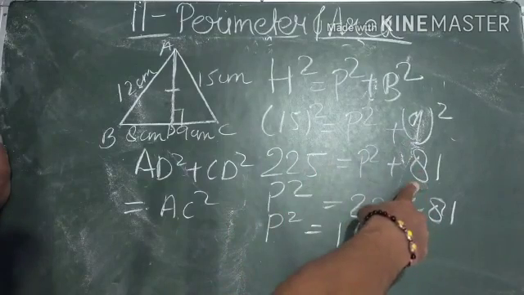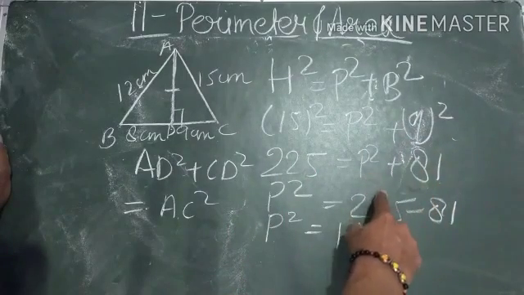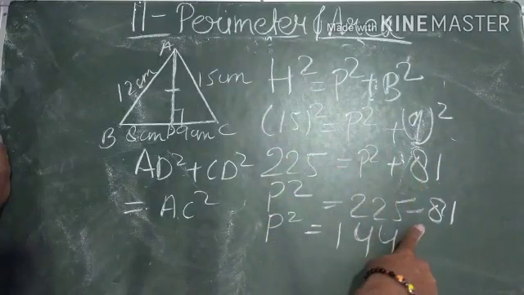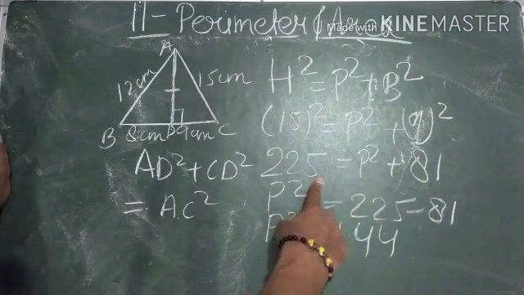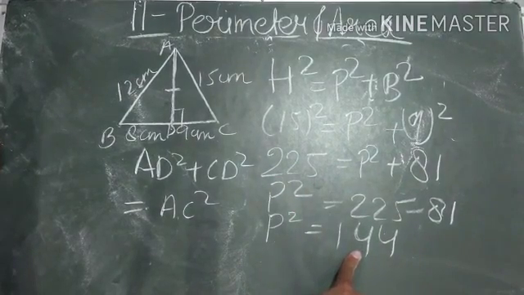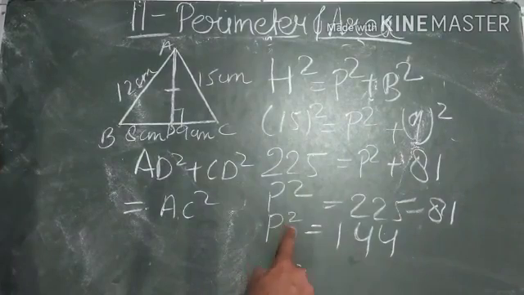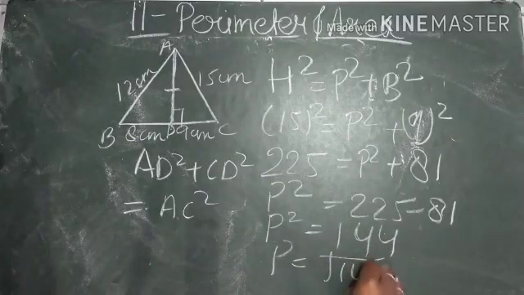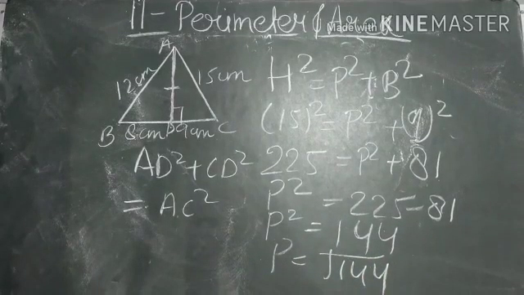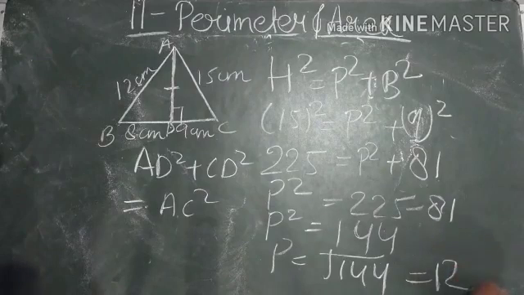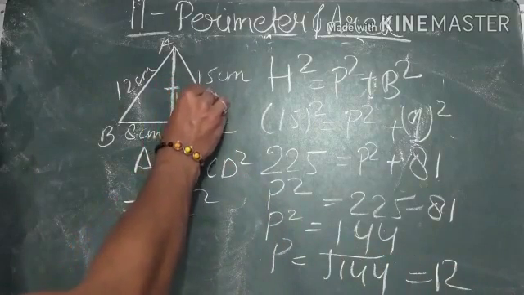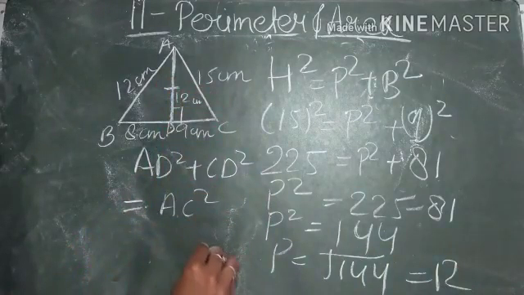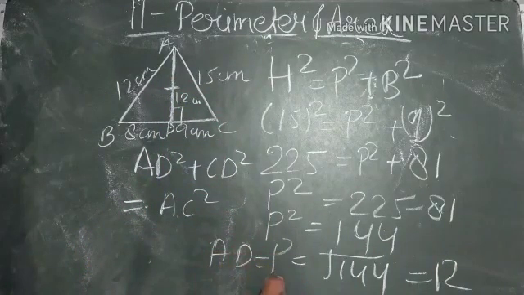So this one is on the addition side of the right hand side, so we will transfer it to this side and subtract 81 from 225. The answer we get is 144. Now as we have a square, when we transfer the square to the other side, it becomes square root of 144. So the answer will be 12. So the perpendicular is 12 centimeter, which is AD. So we can say AD is equal to the perpendicular is equal to 12 centimeter.